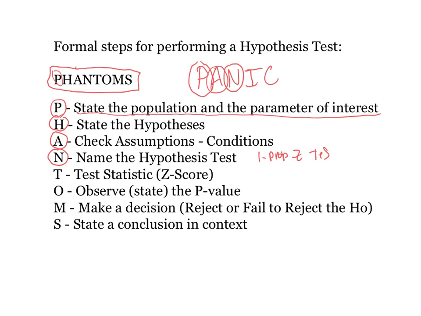And remember, for confidence intervals, it was a 1 proportion z interval. Okay, so you have to name the test. And then T, you have to tell the test statistic, which means you're going to have to tell us what the z-score is.